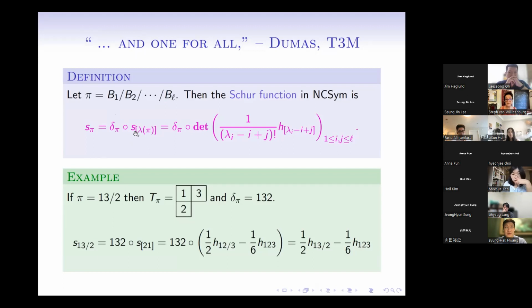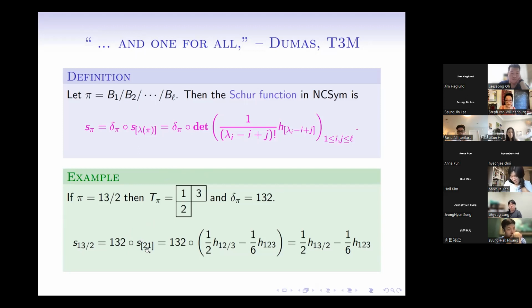So again, this is best seen through an example. So if pi is our set partition 1, 3, 2, then notice that these blocks become the rows of our tableau. So we get 1, 3, 2. Then we just read the entries by row to get our permutation, 1, 3, 2. And consequently, our Schur function in non-commuting variables, S132, is, well, we take 1, 3, 2, and we have it act on the source Schur function of this shape, which is 2, 1.